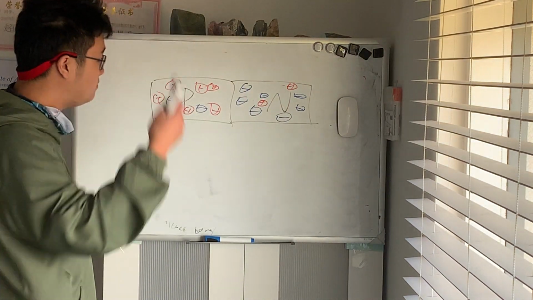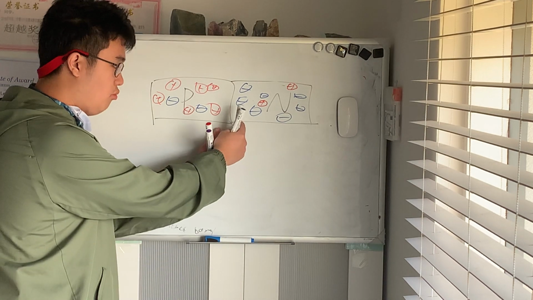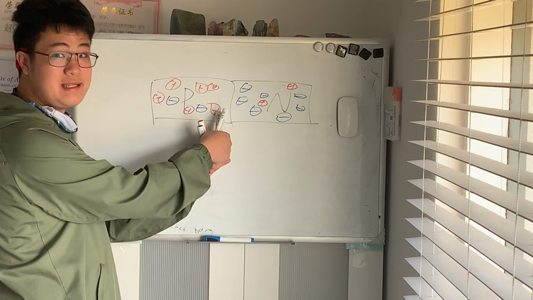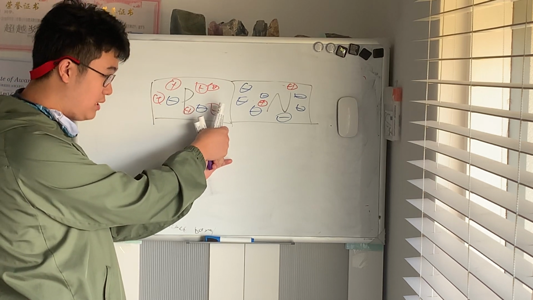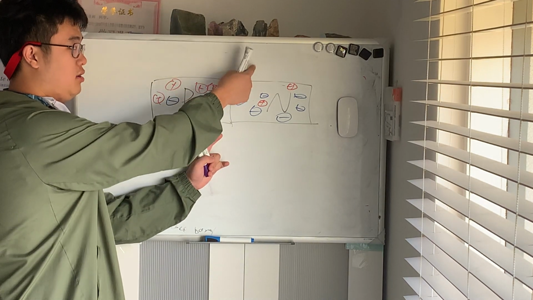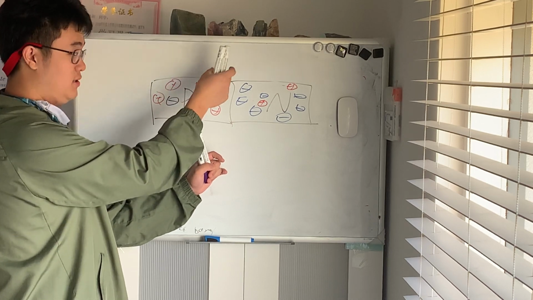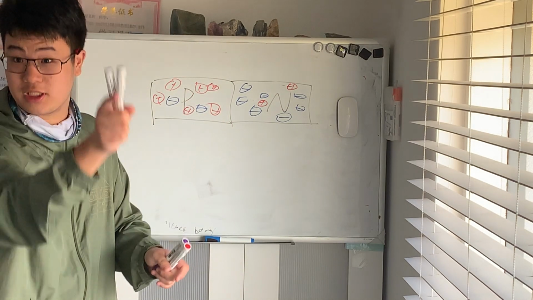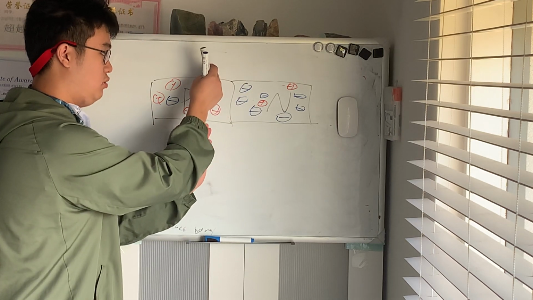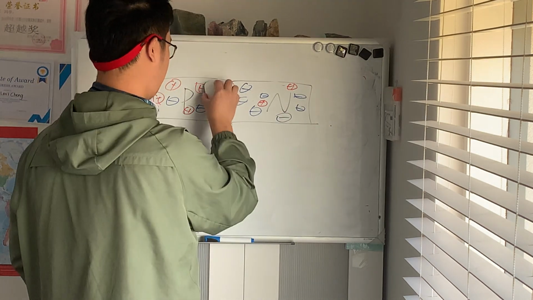And then this one wants to lose one extra electron to make it stable. This one wants to gain one because the shared electron number is 7. That is 9, 9 minus 1 is 8. 7 plus 1 is 8. So they say, let's do this. And then this one lost one electron, this one gains one electron. So it becomes something like this.